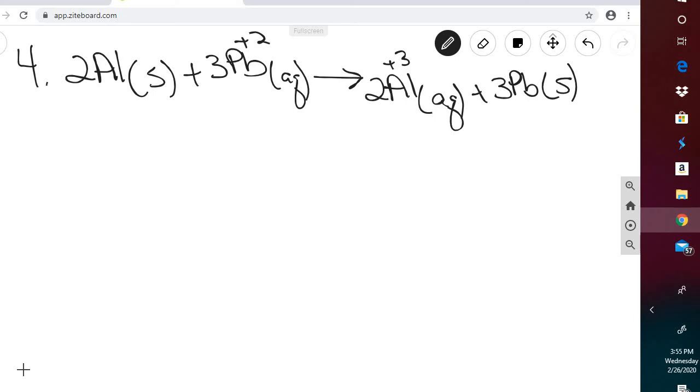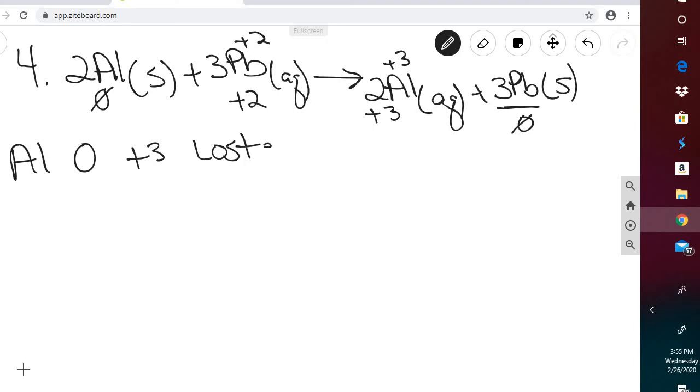So we have to look at the oxidation state. Okay, so aluminum is an element, so it's 0. This tells us that the Pb is +2. And the aluminum here is +3. And then this Pb, it's an element, so it's going to be 0. So the aluminum went from 0 to +3. So in order to do that, it had to lose electrons. And we know that the anode is what loses or gives up its electrons. So that means the aluminum would be the anode.